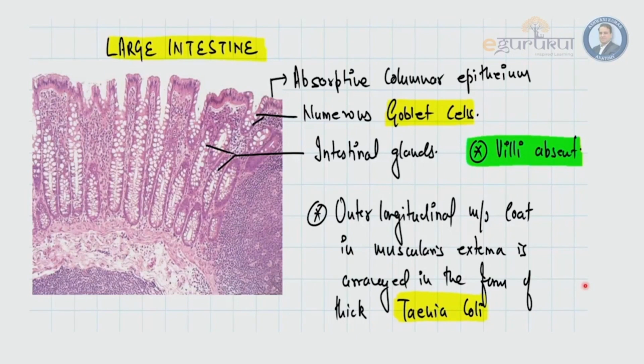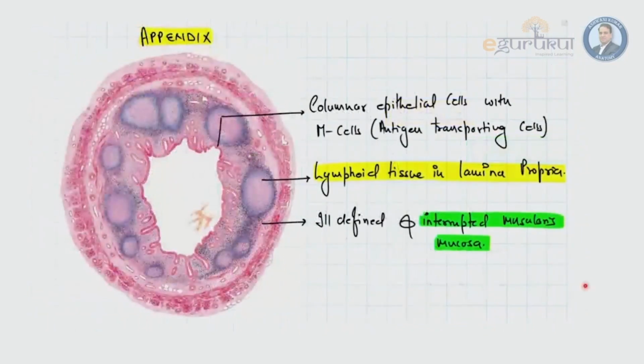And finally, if I look at the slide of the appendix, there are very good chances that you'll be looking at the entire slide at once. It's a very small section, so we probably will be looking at the entire thing at once. Once again, the lining epithelium is columnar, which never changed all the way from the stomach till here. It's always the columnar epithelium. Yes, the surface keeps on changing. The striated surface is there and all. So this is the columnar epithelium with M cells, that is antigen-transporting cells, which will be seen in this columnar epithelium. M cells cannot be identified in the H&E staining, but yes, they're there.